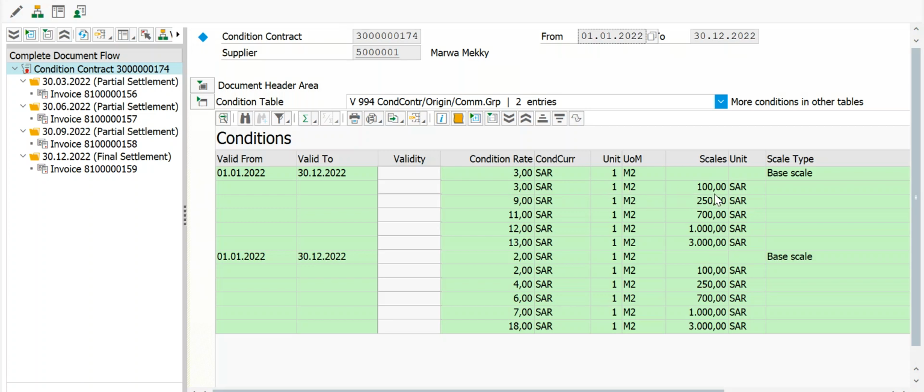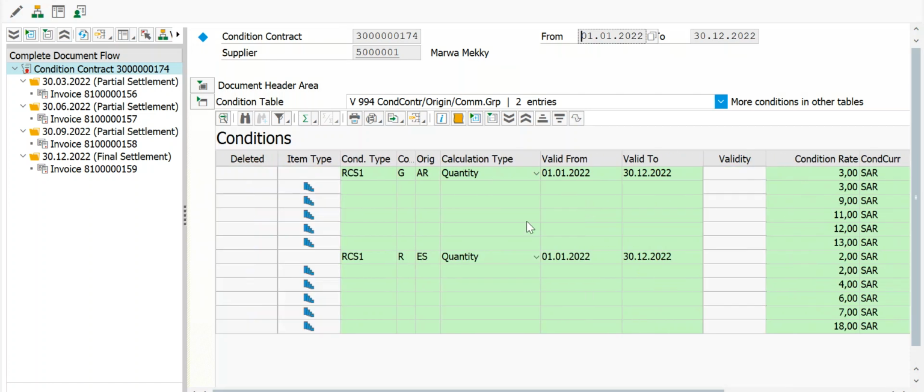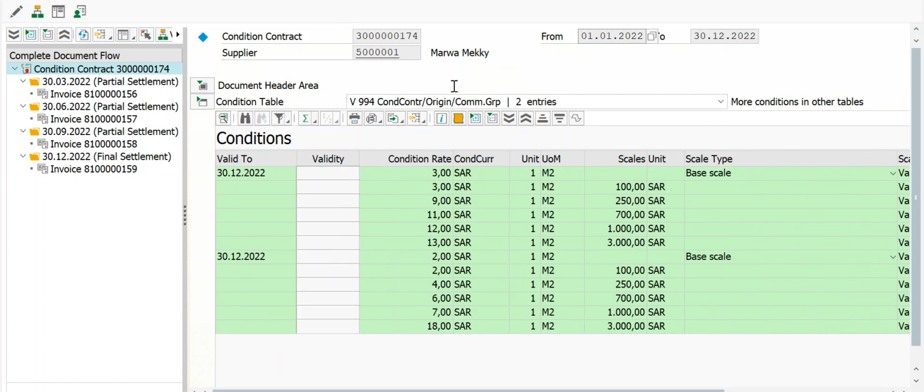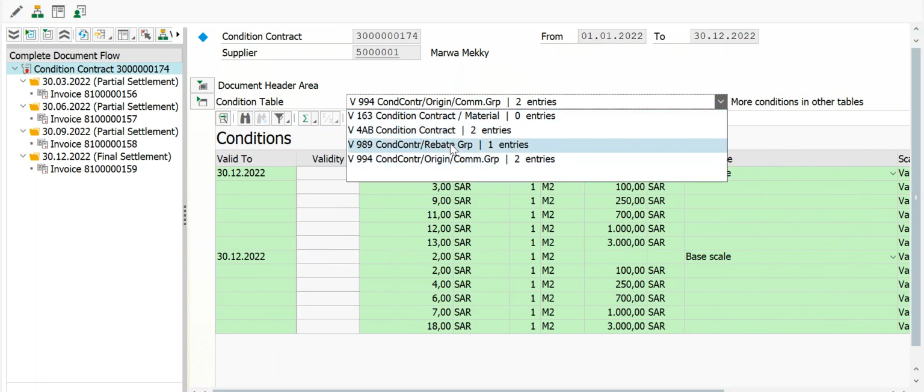A very important thing to mention here is we have configured a scale routine and assigned this routine to our condition type for commission. This routine calculates the net value of the line item in the billing document that has been considered and divides the net value by the quantity of the line item, giving us the selling price. The same thing goes with this one, but we have a commission group of red and the country of origin is Spain. Okay. So the second level we maintain is condition contract and rebate group.